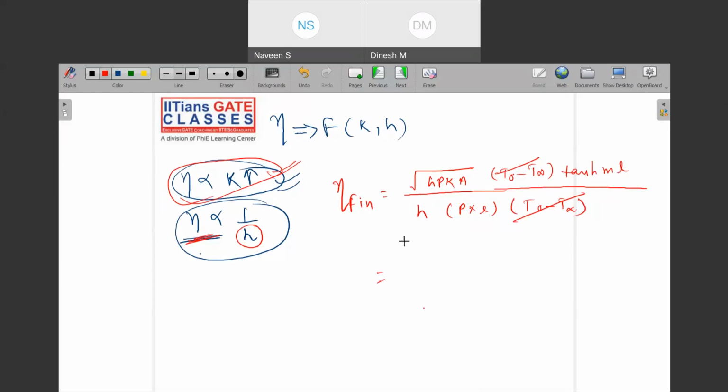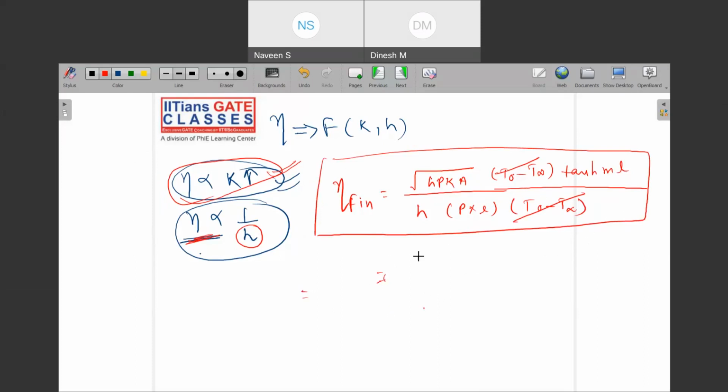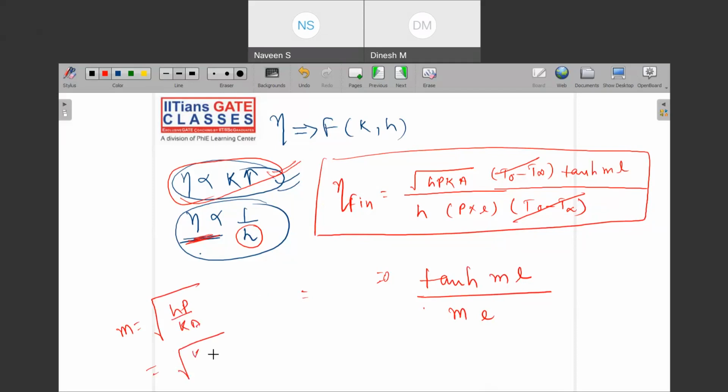Okay. So my efficiency of fin is this one. Then can you see one thing, this is nothing but Kp upon Ka upon Hp. So this is nothing but 1 upon m. So can I write down this is tanh ml upon m into L? Why? Because this value has got converted. m is equal to square root of Hp upon Ka, we have seen, and here it was converted to Ka upon Hp. So this value is nothing but 1 upon m only.